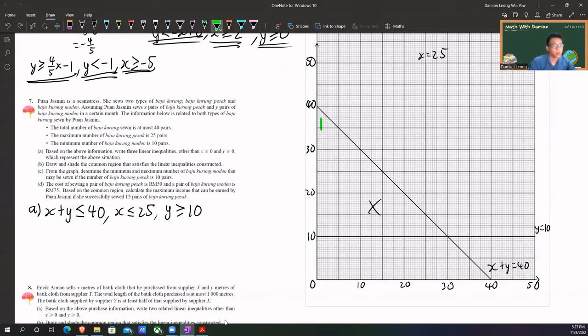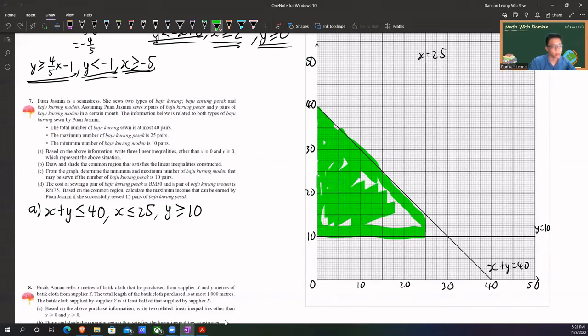So you can actually shade this region. Shade this whole region right here. Basically, that's part B.